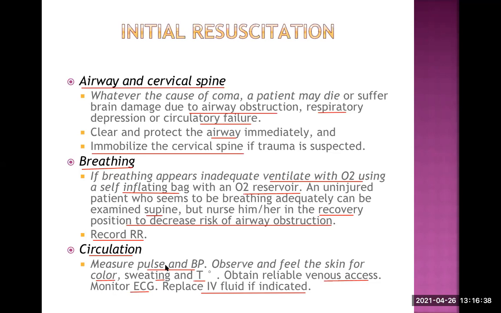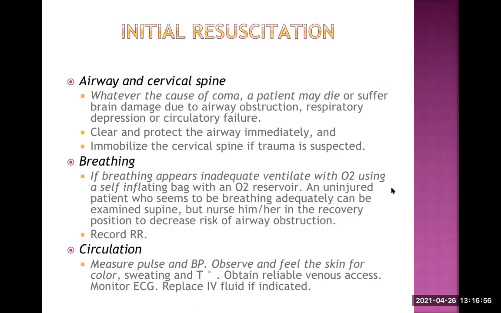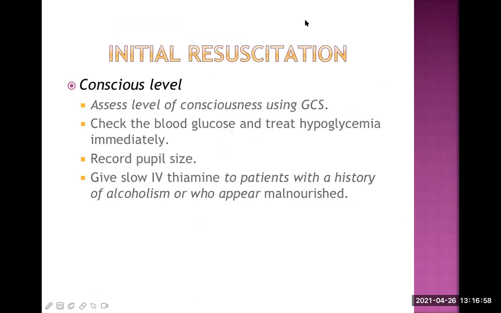Monitor ECG. Make sure how is the cardiovascular function. Who knows? This coma may be because of the heart condition. Okay, and replace IV fluid if the patient is in shock or if you suspect there is decreased perfusion. So this is known as resuscitation. Now judge the consciousness level in the patient using Glasgow coma scaling. We'll talk about that a bit later.